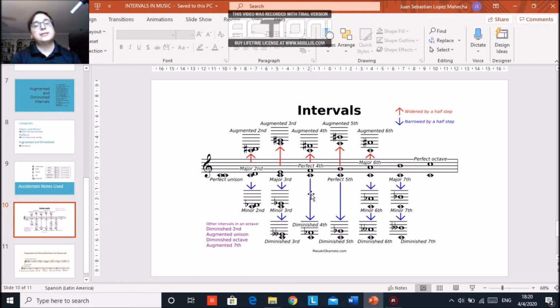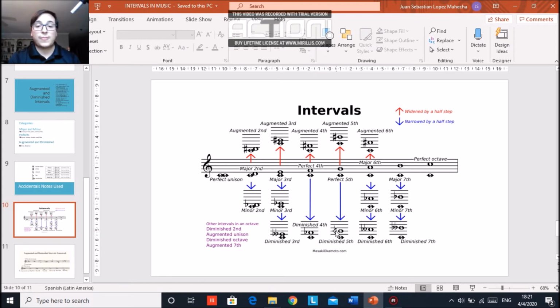Okay, now let's analyze this. We have a perfect fourth between C and F, right? Now, the perfect doesn't have major or minor, right? If we turn that F to an F sharp, we get an augmented fourth. Now if we turn that F to an F flat, we will get a diminished fourth.